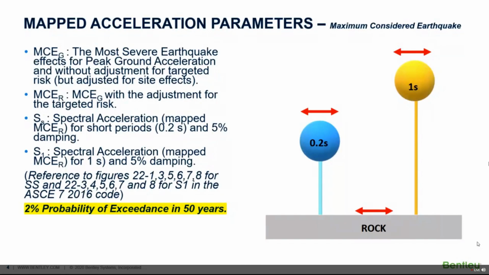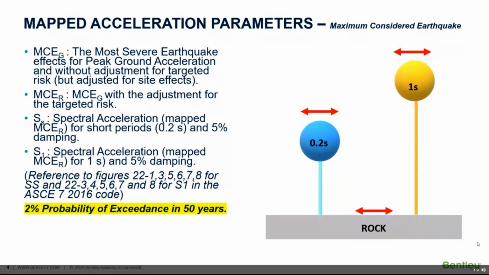Ts also marks the point of shift from the acceleration domain to the velocity domain, till TL. In this region, the spectral acceleration is represented as SD1 by T, or the spectral acceleration in this domain is inversely proportional to the period. TL again marks the shift from the velocity domain to the displacement domain. In this domain, the spectral acceleration is given by SD1 into TL by T square. Thus, it is inversely proportional to the square of the period of the structure.